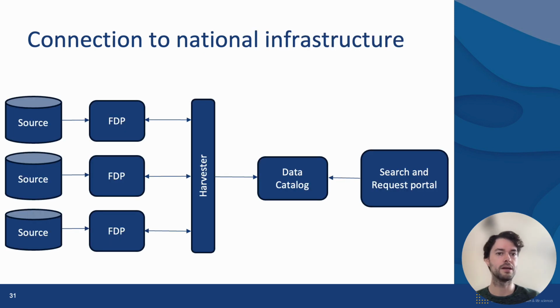Then the connection to the national infrastructure. In this sketch, we describe the sources exposing their data through metadata in a FAIR data point, whether local, as close to the institute as possible, or a central one that doesn't matter for this example. In the middle, you can see a harvester that harvests the metadata in the FAIR data points that are available. That data is then published in the data catalog or cached in the data catalog, and that data catalog is then available through the search and request portal.